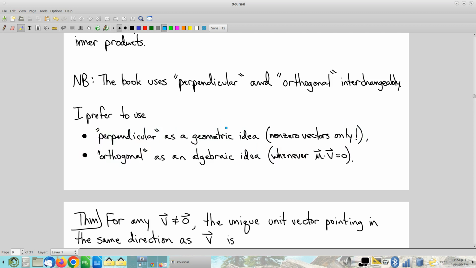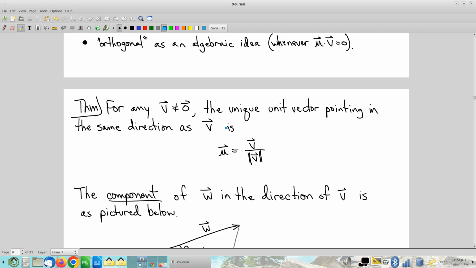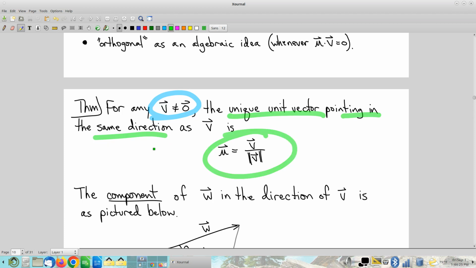Okay, moving along. Old news, I hope you've seen this before. I presume you have. If you have a non-zero vector, v, you can define a unique unit vector pointing in the same direction by this lovely little convenient formula right here. All you got to do is take that non-zero vector defining your direction in the first place and divide it by its own magnitude. Nothing to it. Pretty easy to persuade yourself this is going to work.